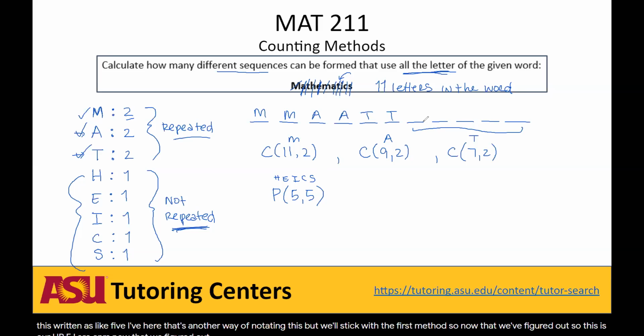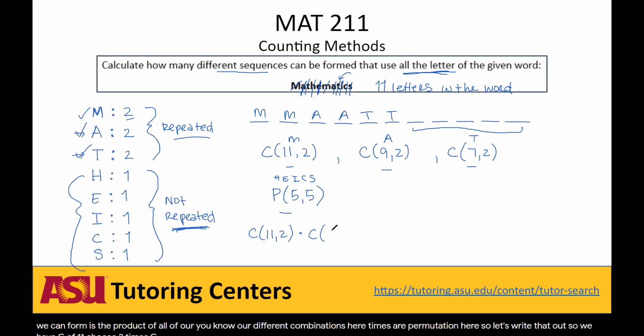Now that we've figured out all of our spots for our letters here, we want to bring it all together. So the number of words we can form is the product of all of our different combinations here times our permutation here. So let's write that out. So we have C of 11 choose 2 times C of 9 choose 2 times C of 7 choose 2 times our permutations here, which is P of 5 and 5.